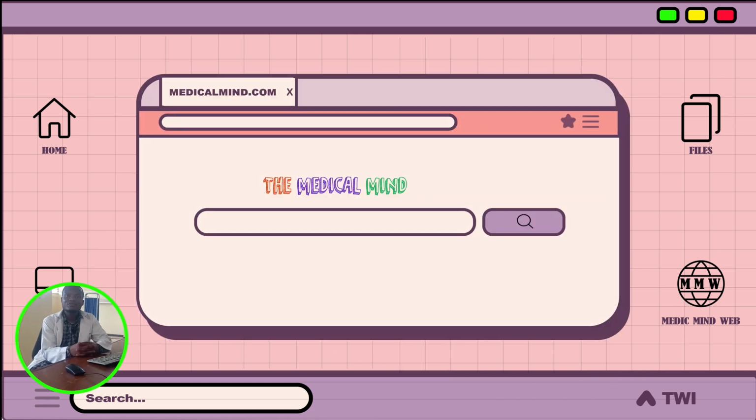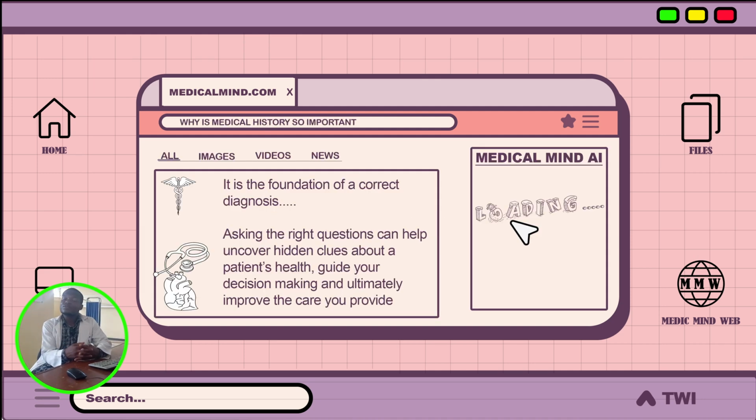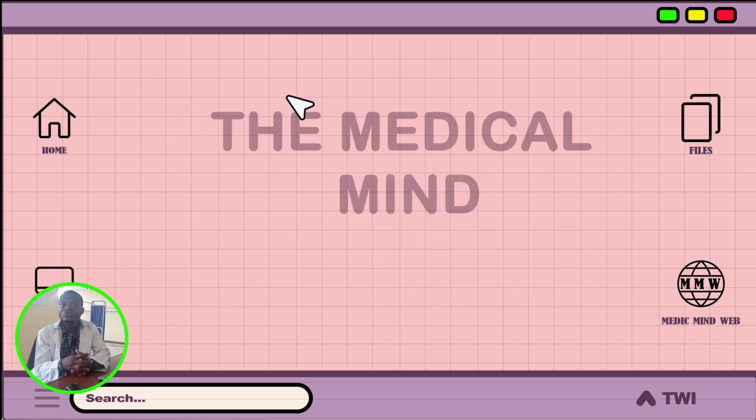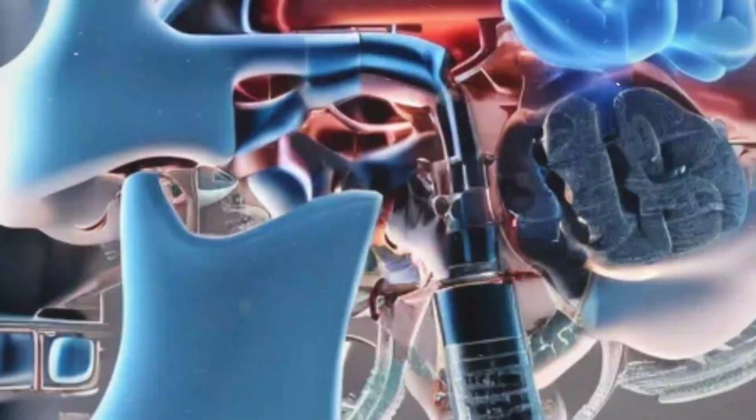Now, why is medical history taking so important? It is the foundation for a correct clinical diagnosis. Asking the important questions can help you uncover hidden clues about a patient's health, guide your decision making, and ultimately improve the care you provide. So grab your notebook and let's get started.